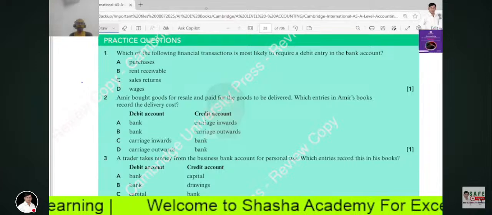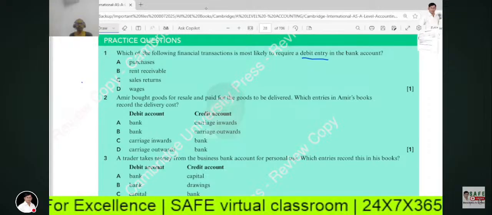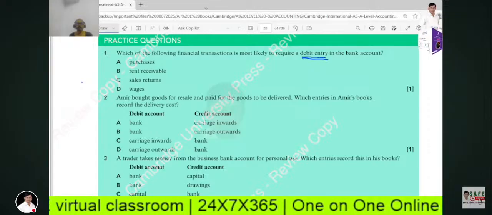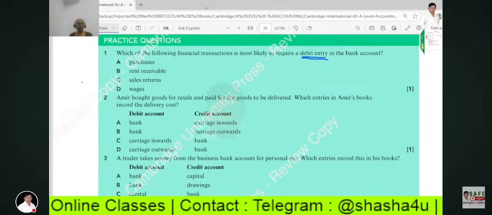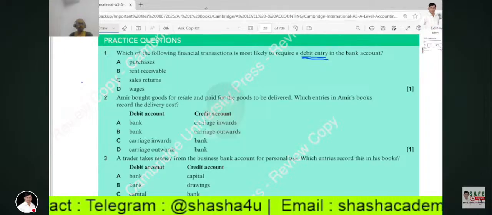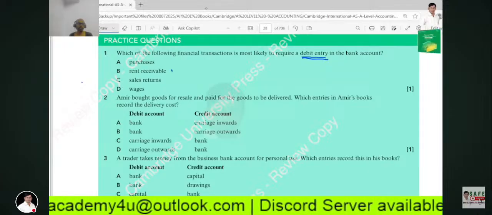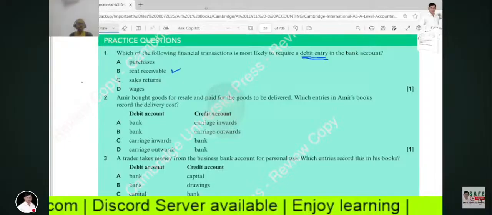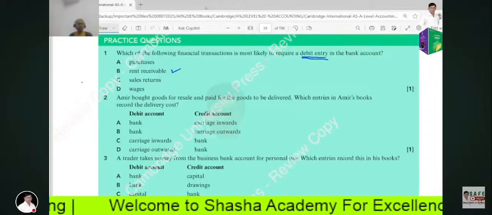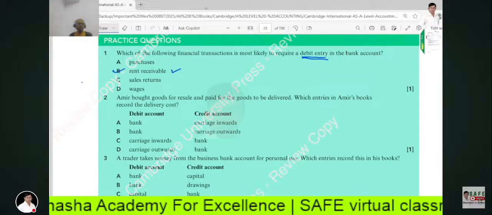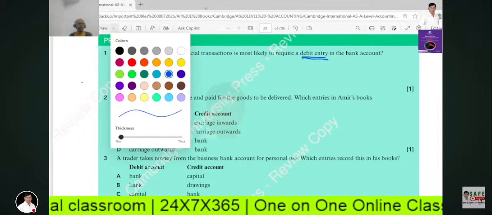Which of the following financial transactions is most likely to require a debit entry? What is debit entry in the bank book? What is being received? Debtors. So what will you receive when you purchase? When you rent receivable, obviously. Sales returns you don't receive. Wages you don't receive. So this is the thing you receive. This is the answer. Your debtors.